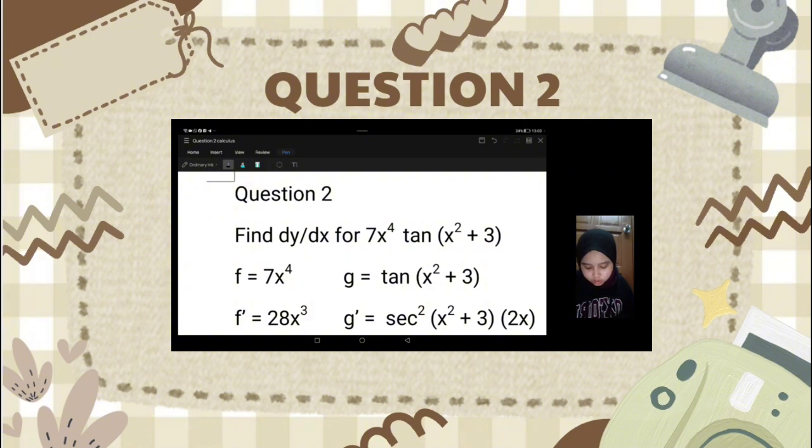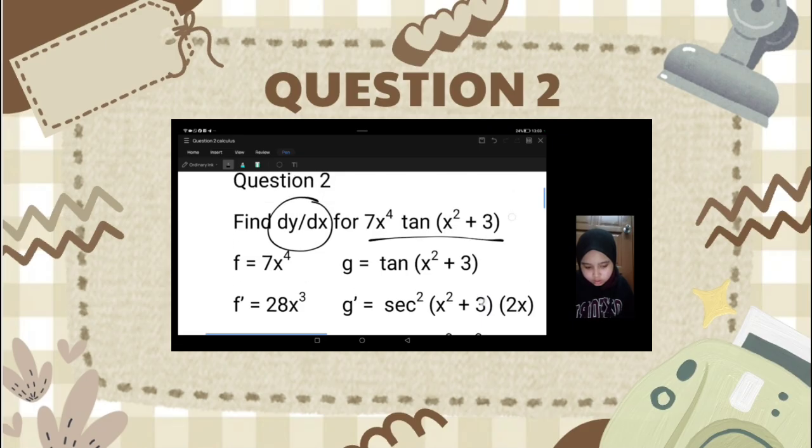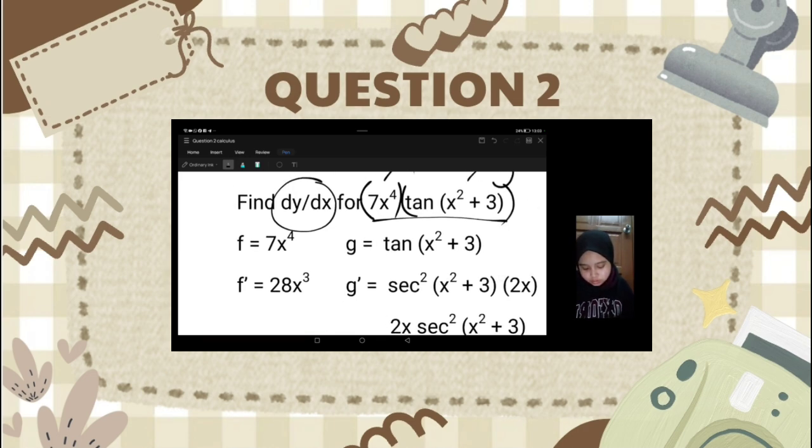The given question is to find dy over dx for 7x to the power of 4 tan(x squared plus 3). So let's break the function into two parts, which are f and g. Then we need to find f prime and g prime. So how do we find f prime and g prime?